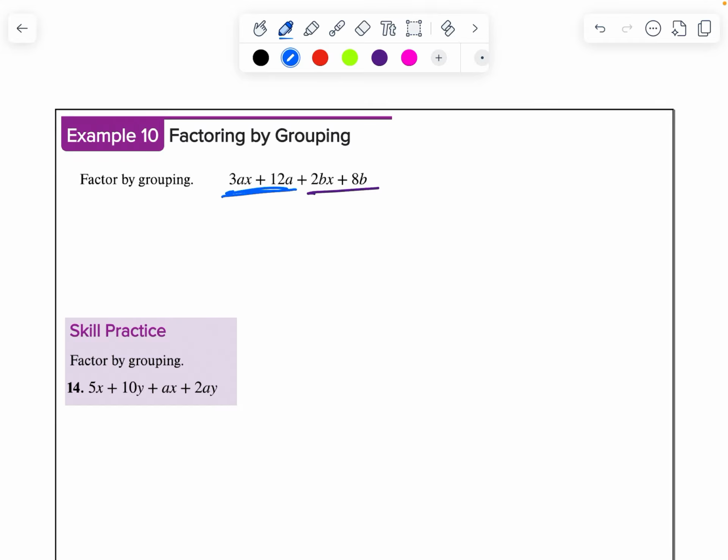For the first two items, we're going to factor out a GCF just like we have been. So the GCF of the blue underlined items would be 3a. And if I factored that out, I would be left with x plus 4. You could take a second and try and convince yourself of that. You're going to keep the sign in the middle. And then you're going to do the same thing for the purple group. The GCF of that purple underlined group is 2b, and if you factored it out, you'd be left with x plus 4.